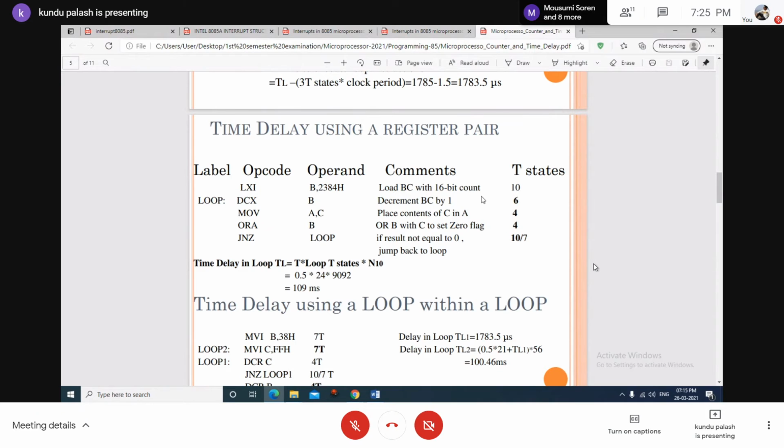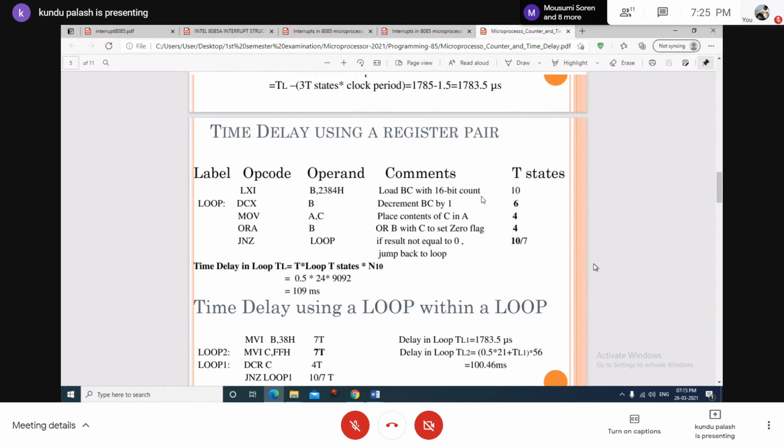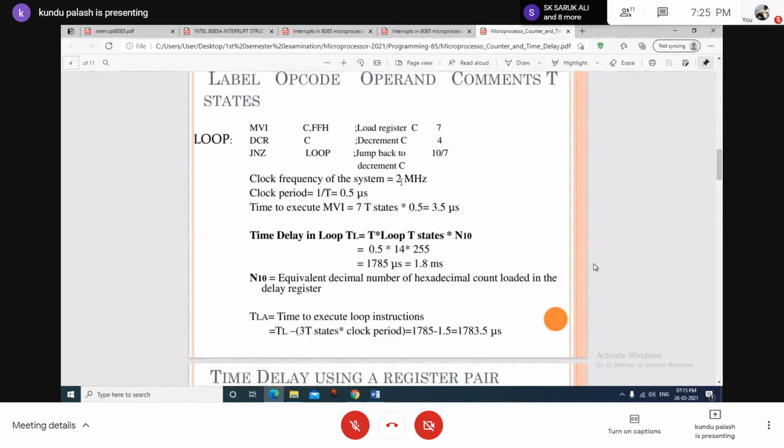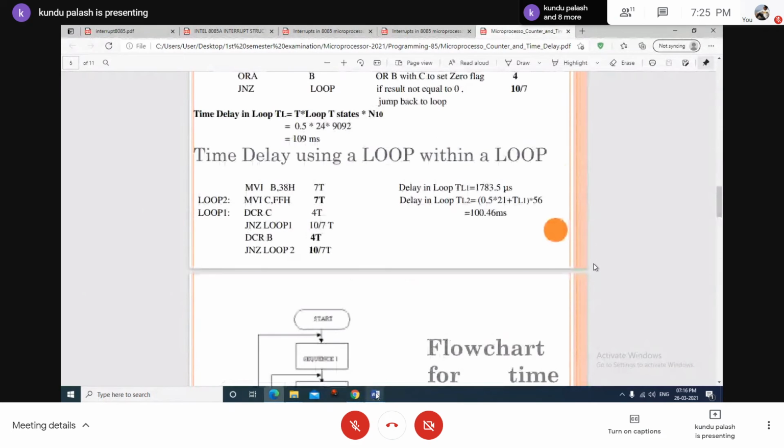What is the operating clock frequency? What is the 8085 clock frequency? 3.077 megahertz. So in the time delay generation using the 8085, the basic clock frequency will be 3.077 megahertz. So 1 by T will be 1 by 3.077 megahertz. It's a very small, microsecond. So that is the philosophy of how we can generate the time delay.